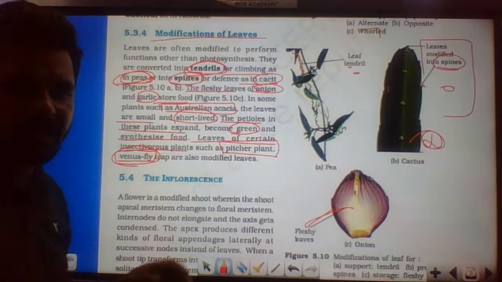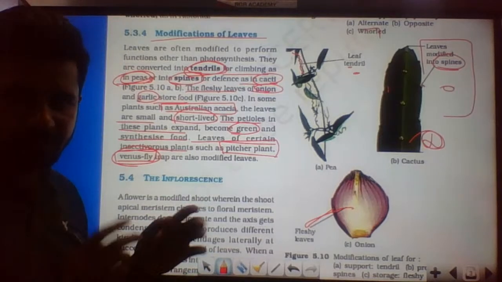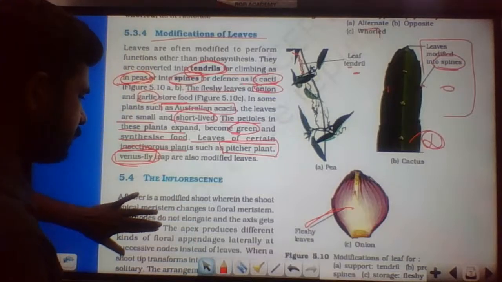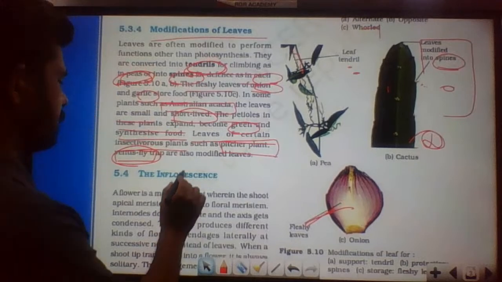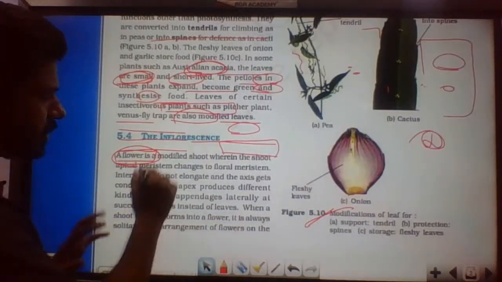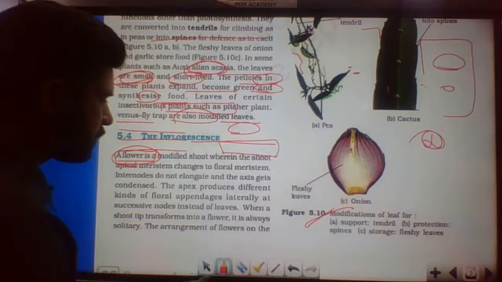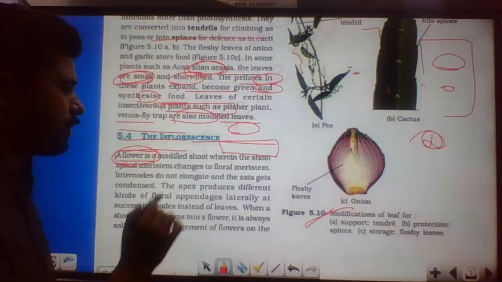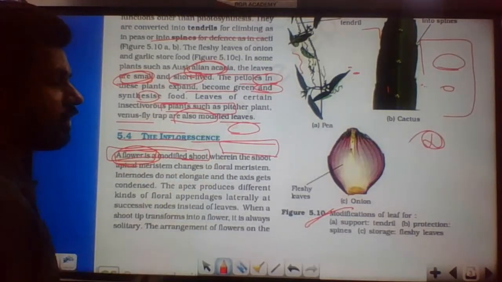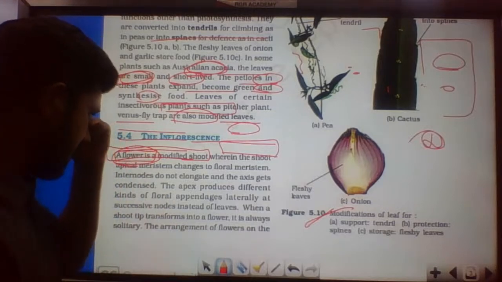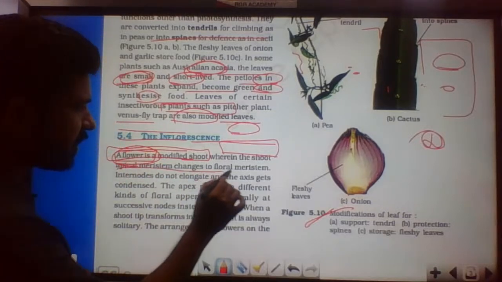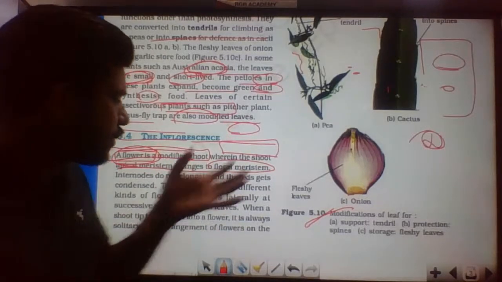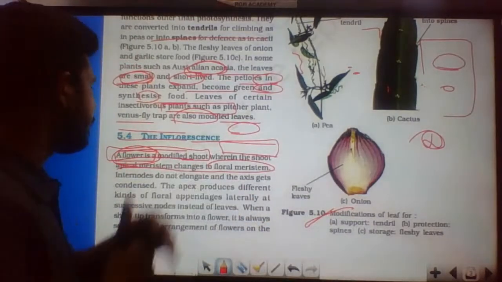In NCERT the content about inflorescence is very simple and easy also. So this is the introductory part. Let me discuss what content is mentioned here. The flower is a modified shoot, so that we already knew. Flower is nothing but a modified shoot, wherein the shoot apical meristem is changed into floral meristem. So shoot meristem is converted into floral meristem to produce inflorescence.